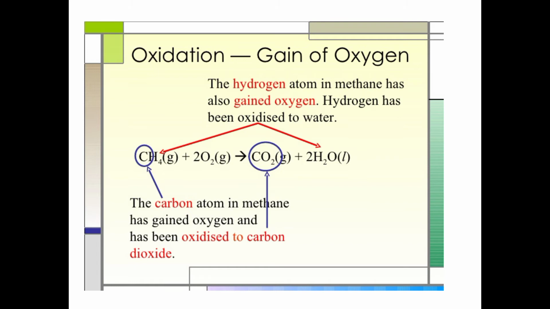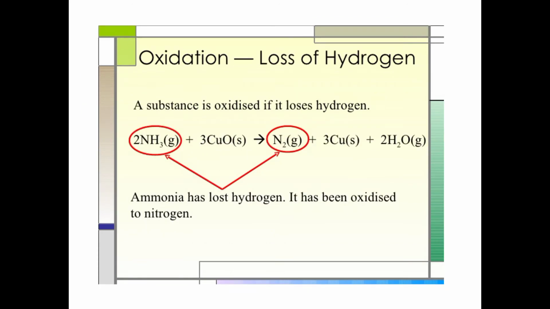We'll see this in an example, methane. In the reaction, methane combines with oxygen and gives carbon dioxide and water. If you see this reaction, the carbon has no oxygen in methane, but after the reaction, carbon dioxide has two oxygens. So it gained oxygen. So we can say that methane is oxidized to carbon dioxide. So oxidation can be defined as gaining of oxygen. Then oxidation is loss of hydrogen. How will it be? We'll see by an example.